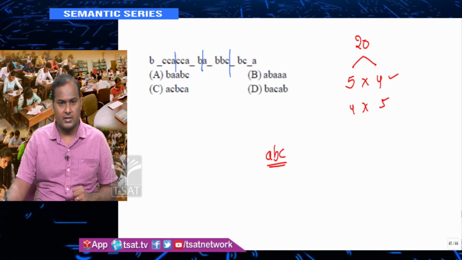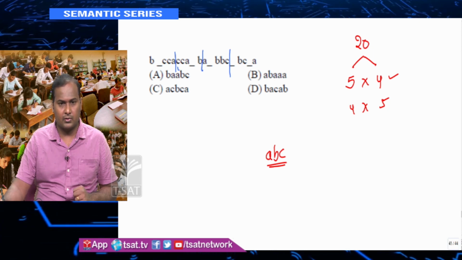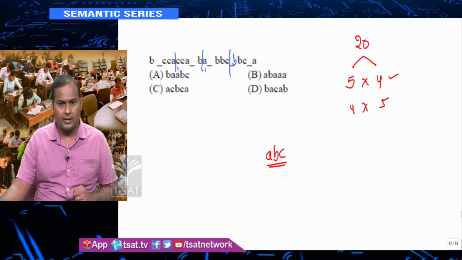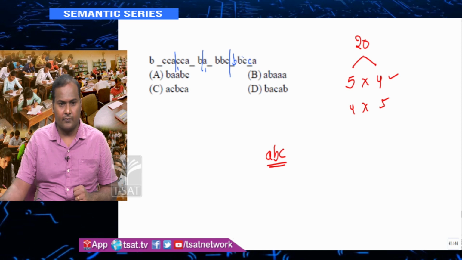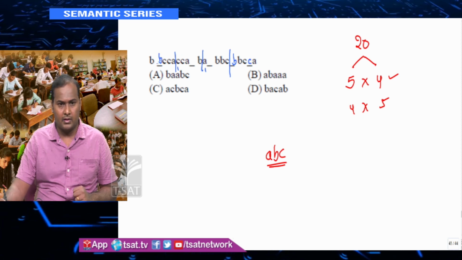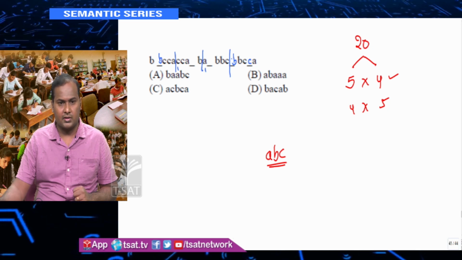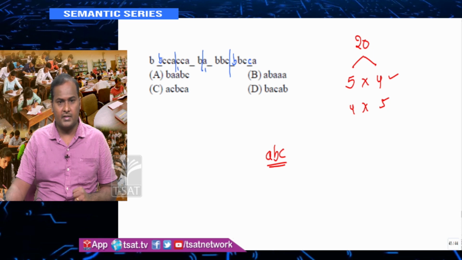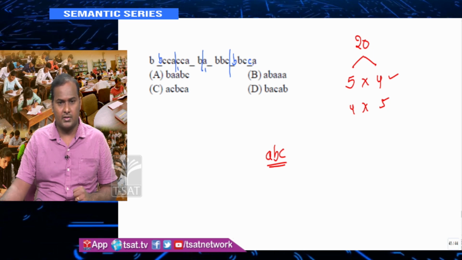B, gap, C, C, A. Here it is not possible. Here it is also not possible. So there is a possibility here, that is B, gap, C, C, A. So now here B, B, C, C, A. Here also B, B, C, C, A. The moment you see this, you know the repetition pattern now. What is the repetition here? BBCCA, and the last one also BBCCA.